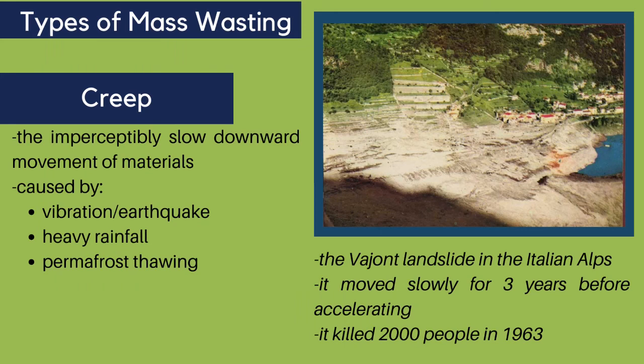This is the slow downward movement of materials, usually caused by earthquakes, heavy rainfall, permafrost thawing, or the regular cycle of nighttime freezing followed by daytime thawing in unconsolidated materials such as soil. An example of this landslide is the Vaiont landslide in 1963.